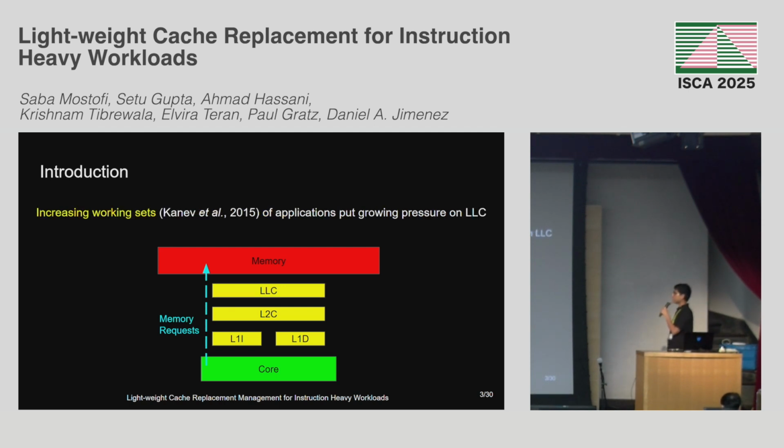Moreover, we find that increasing working sets of applications, as found by Kanev et al. in 2015, are putting growing pressure on the LLC. Because these caches are pretty small compared to the main DRAM, you cannot store all the data in these caches, so some of it is going to spill over. These authors have found that with modern applications, the spillover happens quite frequently because the working sets just don't fit in the caches anymore.